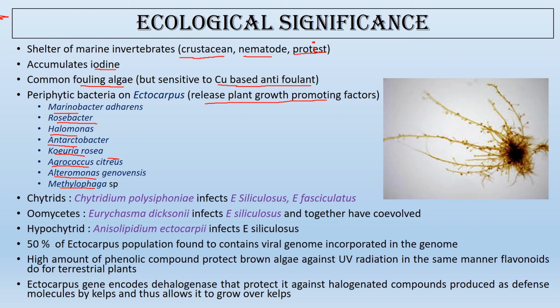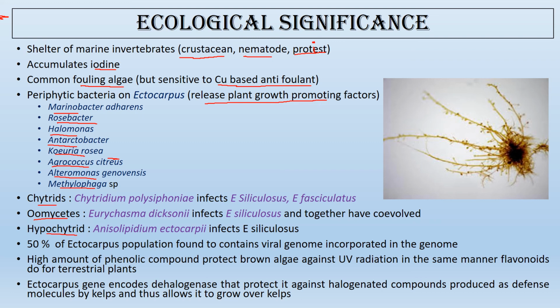But in the case of mycorrhiza, they actually help the plant to absorb minerals as well as water. But here these bacteria also have this mutualistic relation. They live inside the plant body, but in turn they release growth promoting factors for Ectocarpus. Ectocarpus is host to various fungi like the chytrids, the oomycetes, the hyphochytrids, and these are the species that infect the various species of Ectocarpus.